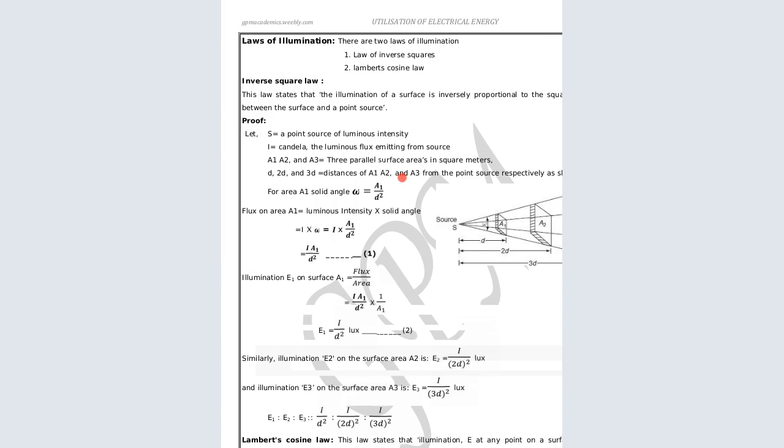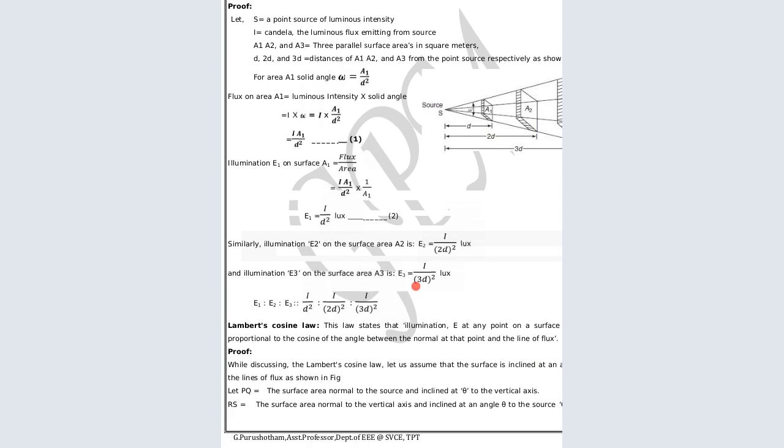And now we can see that E1, E2, E3 equals 1/D squared, 1/2D squared, 1/3D squared, and it goes on and on. We have now proved that illumination on a surface is inversely proportional to the square of the distance of the source. The illumination E1, E2 or E3 on a surface is inversely proportional to the square of the distance of the source of light.